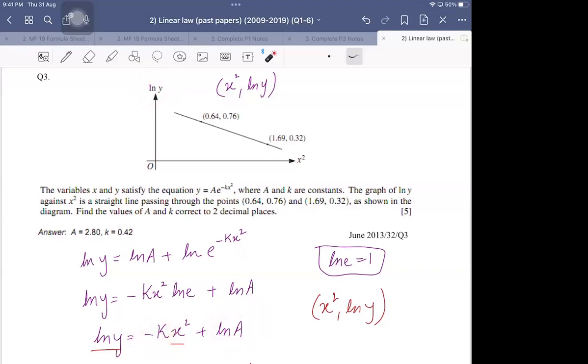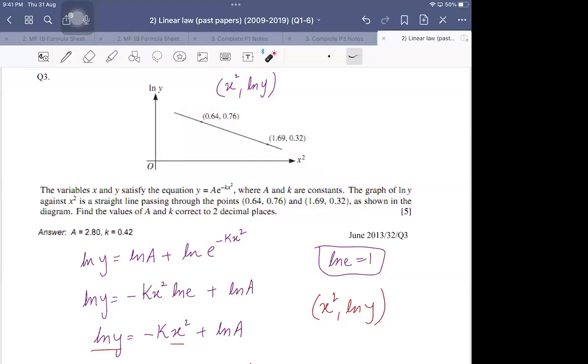So if we need to find the value of minus k, if we need to find the value of k, what we can do? We have been given a graph and we have been given 2 coordinates. How to find the value of k? Can someone tell me? Participate and tell. How can we find the value of k? The gradient.